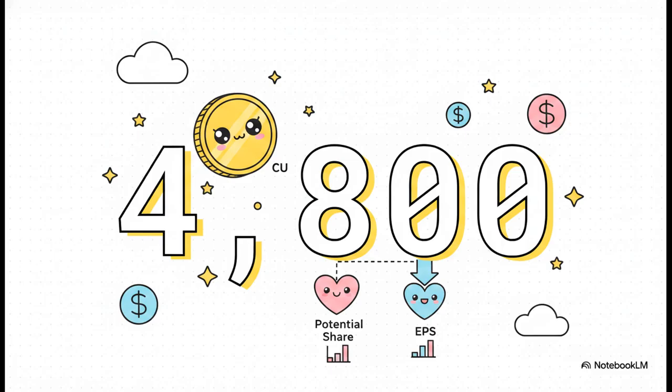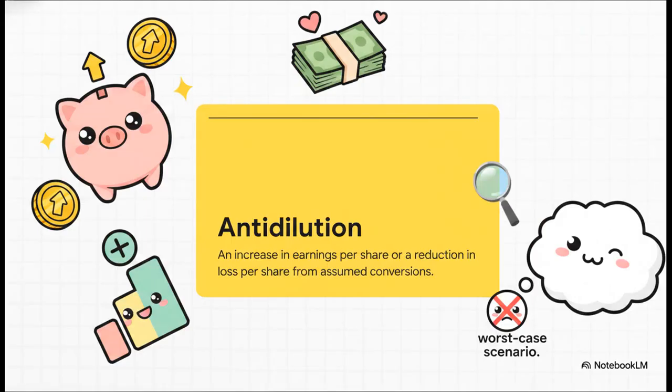If converting those shares causes the EPS tied to that CU 4800 to drop, boom, it's dilutive, and it must be included in our worst-case scenario calculation. But wait, there is a massive exception here: anti-dilution. Anti-dilution is when assuming a conversion actually increases the earnings per share or decreases a loss per share.